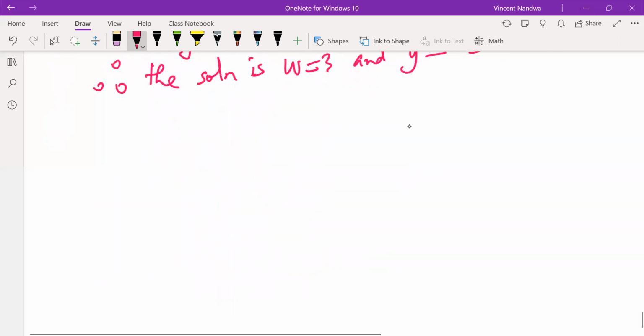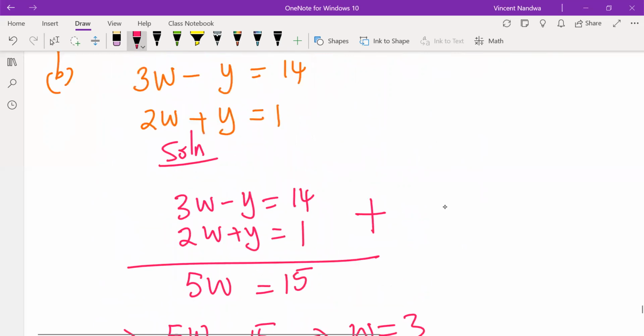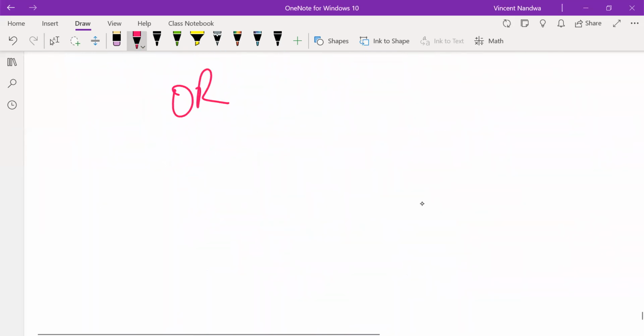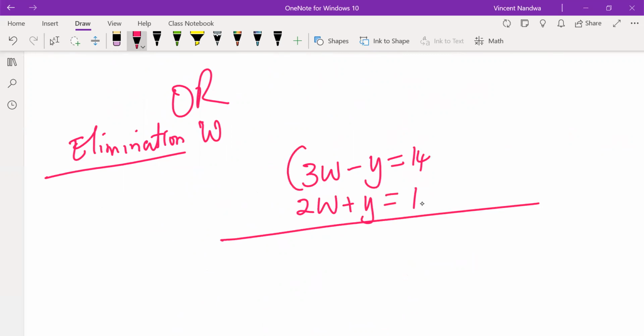But then you may decide to eliminate w. If you don't want to eliminate y, you can as well get the same answers by eliminating w. But you don't have to show the two cases. Just pick one. So we'll have 3w minus y equals 14, 2w plus y equals 1. So to eliminate w, you multiply the first equation by the coefficient of w in the second, and the second equation by the coefficient of w in the first.